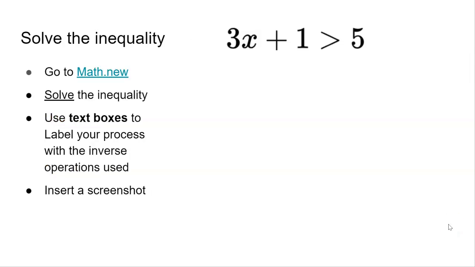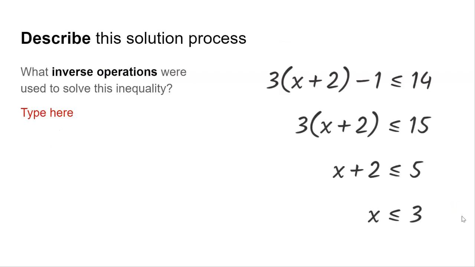So now they're going to actually solve the inequality now that they've talked about it. They'll click on math.new, they will type the inequality in, and they will solve the inequality. They will also insert text boxes to label the process with the inverse operations that are being used, and then they will put a screenshot here. So now let's describe a solution process. The inverse operations used to solve this problem would be adding, subtracting, dividing.